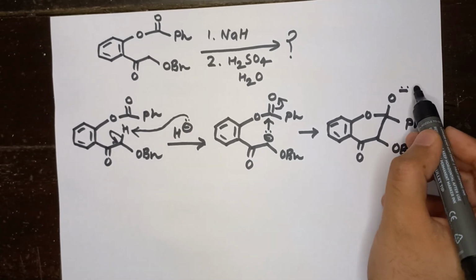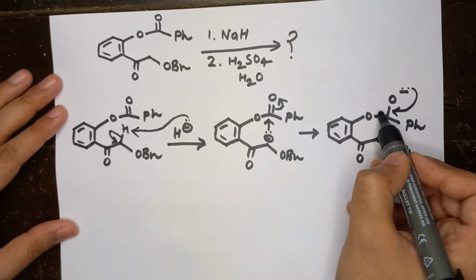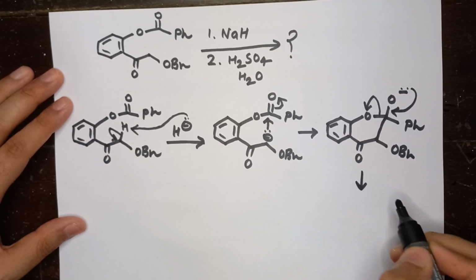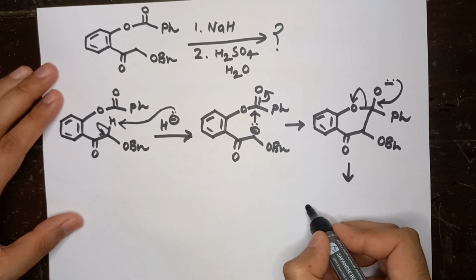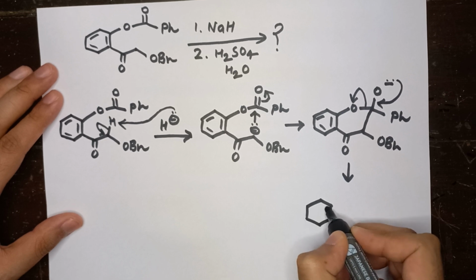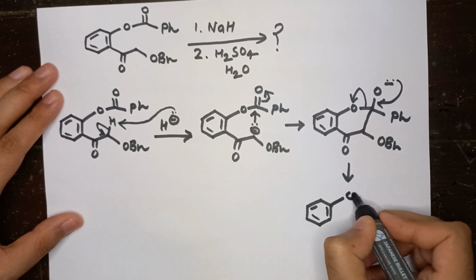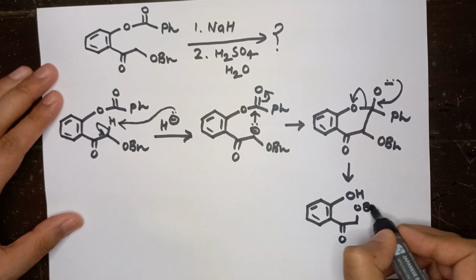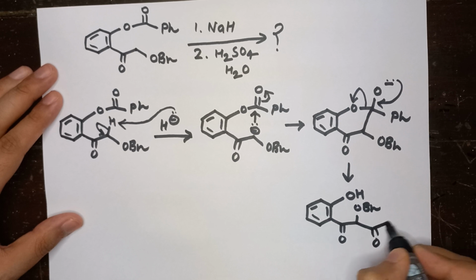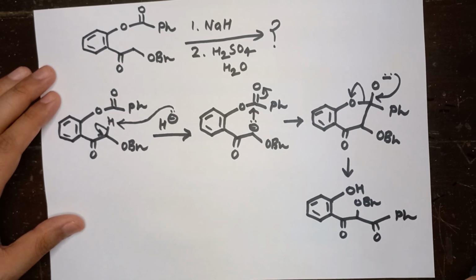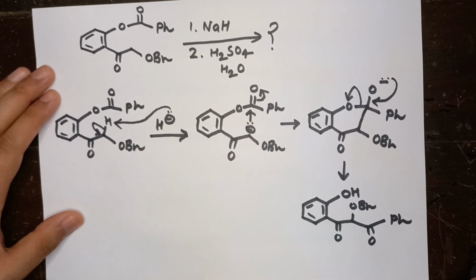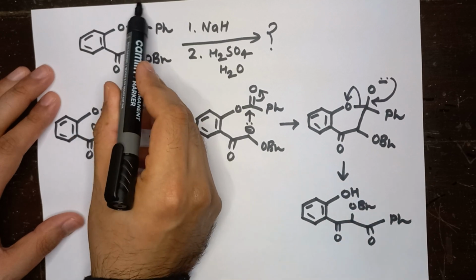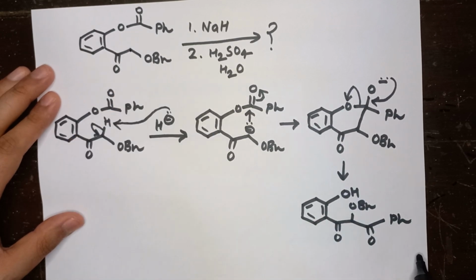Now this oxygen will reform a double bond. This bond is going to break, and this is how we generate the product for the first step, that is the Baker-Venkataraman rearrangement. Okay, so this is the product for the first step. So we converted this ester into OH and migrated this whole group to this carbon, which we can see right here.